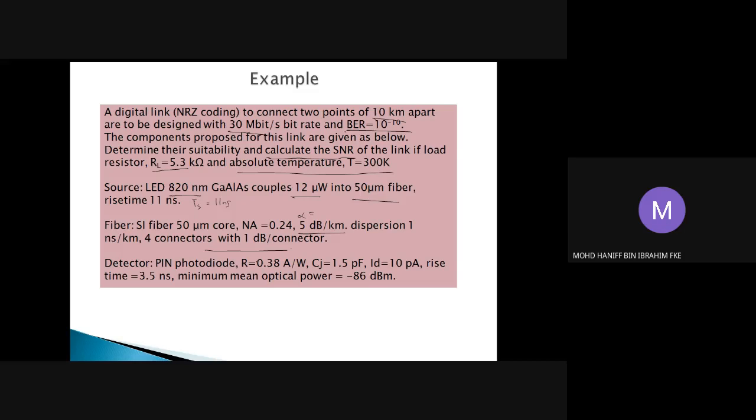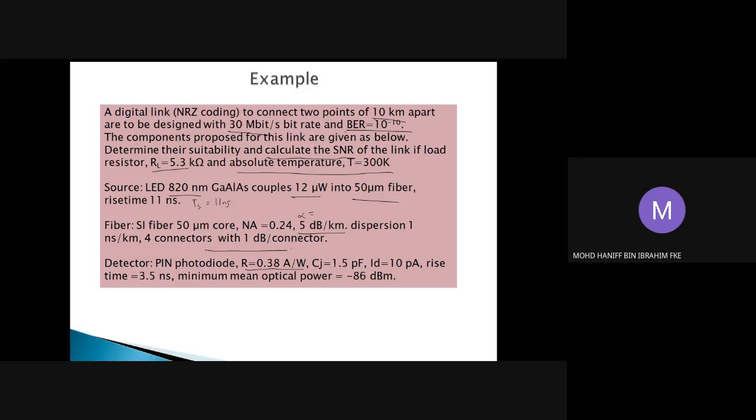While for the detector, we have a PIN photodiode with its responsivity. We have understood what responsivity is in chapter 5 before.